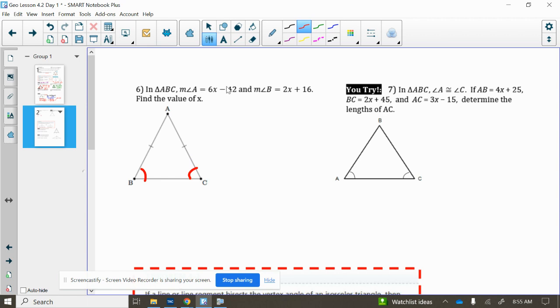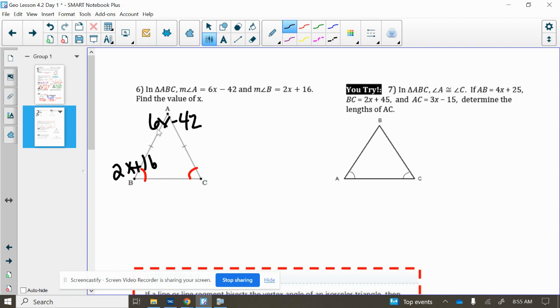And as I start reading through the information, notice they're talking about the angles. They're telling us information about angle A being 6x minus 42. Then they're telling us angle B is 2x plus 16. And we want to solve to find the value of x. Now, the problem is our vertex angle isn't necessarily equal to these two base angles, right?